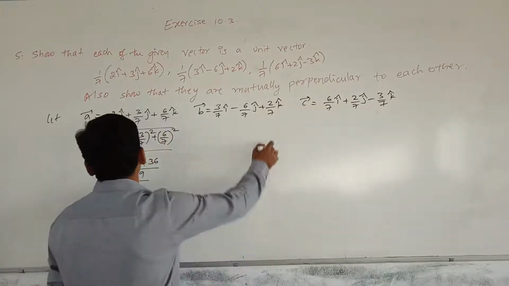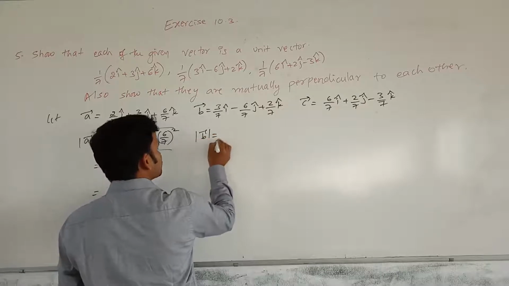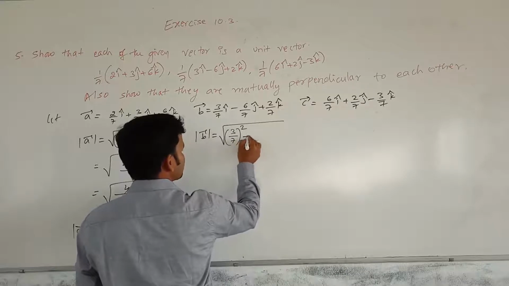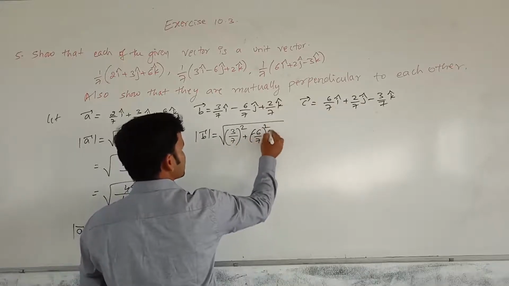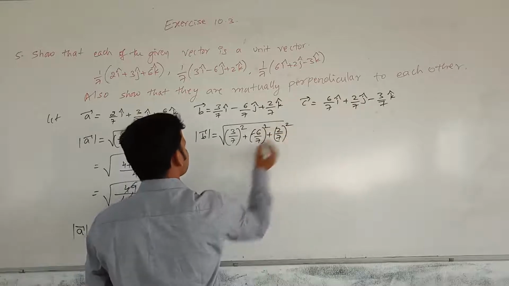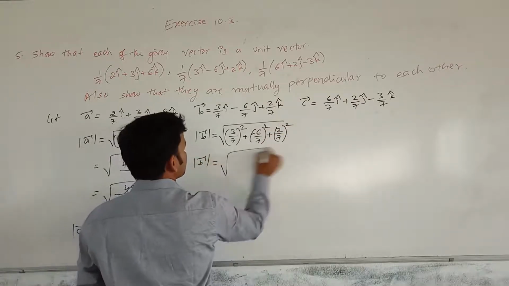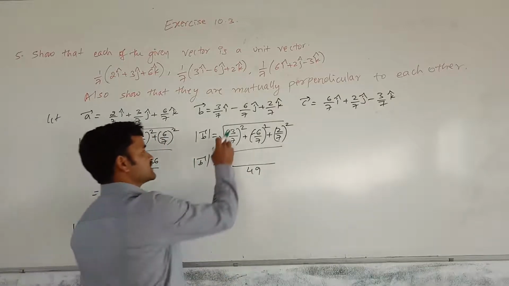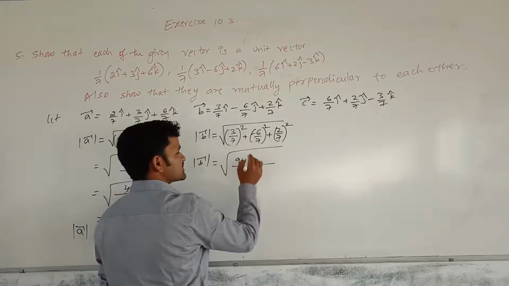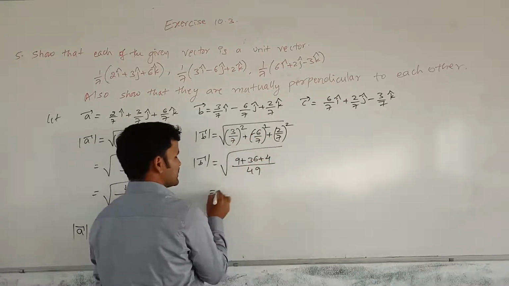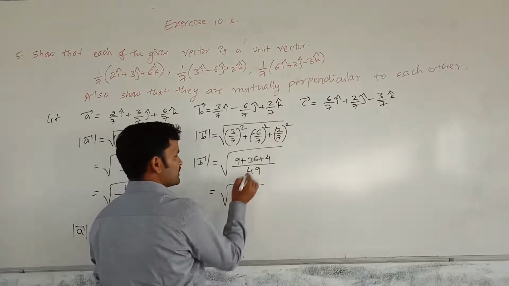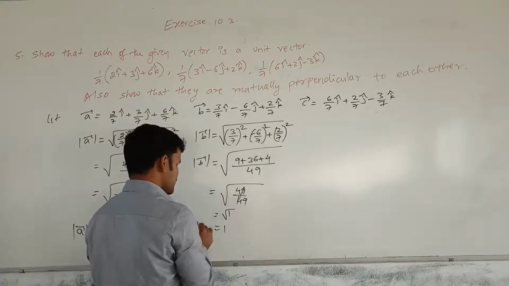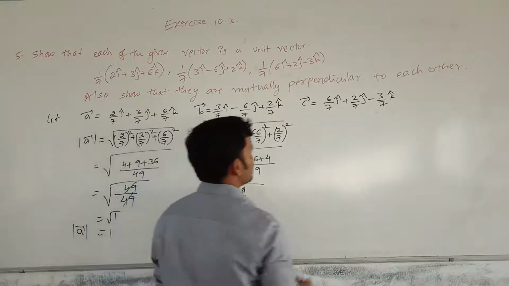Next, find out magnitude of vector B. Magnitude of vector B is square root of (3 by 7) square plus (minus 6 by 7) square plus (2 by 7) square. This is square root of, 49 will be the LCM again, 7 square, 7 square, 7 square is there. This is 3 square means 9, minus 6 square is plus 36, plus 4. Again, 36 plus 4, 40, 40 plus 9, 49, 49 by 49 cancels out, square root of 1 means 1. This is magnitude of vector B.